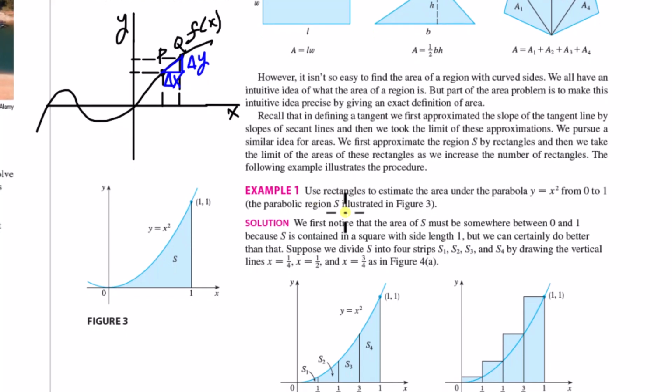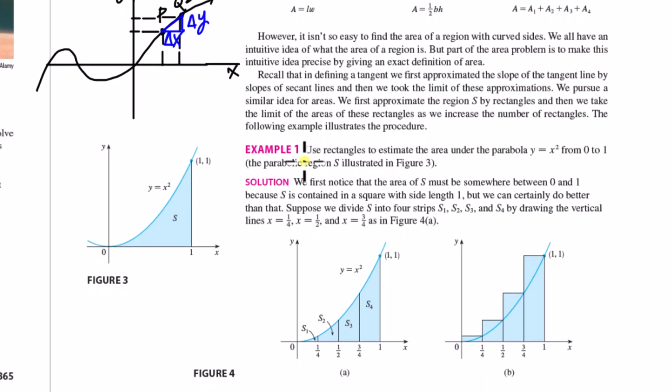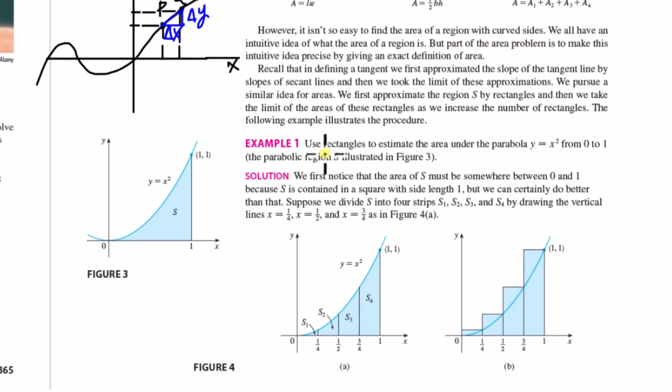Okay, so in this example, we want to use rectangles to estimate the area under the parabola y equals x squared from 0 to 1. So here's y equals x squared, and the area under this curve is from x equals 0 to x equals 1.